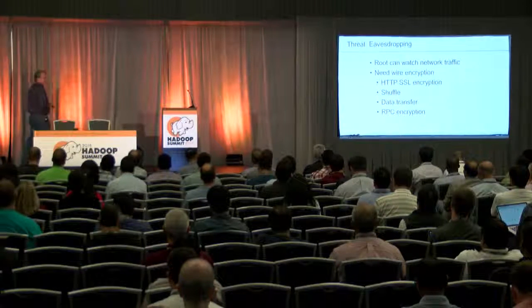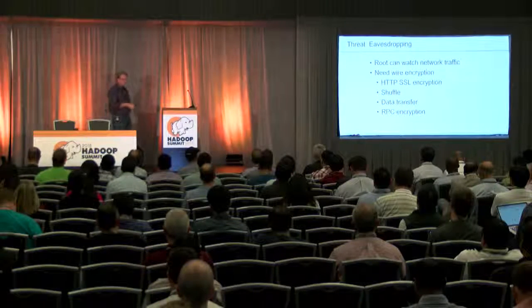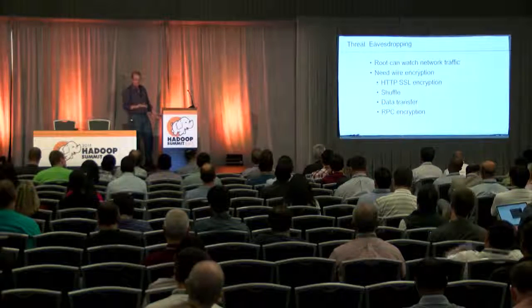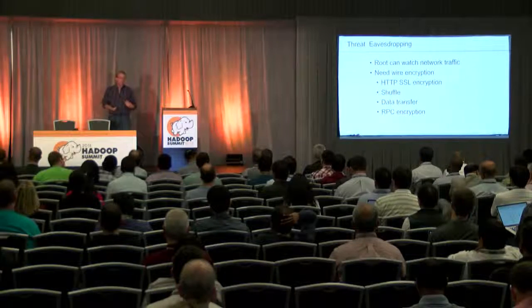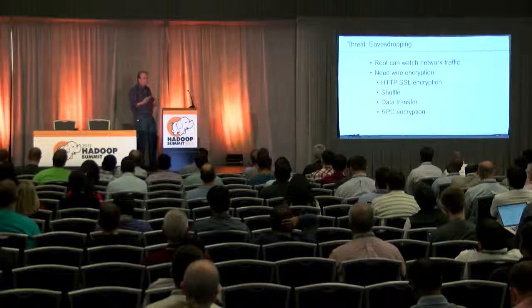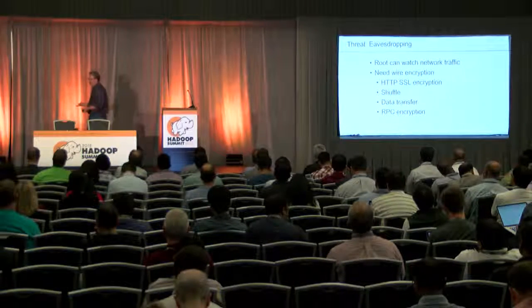The shuffle is the MapReduce or YARN shuffle, where the data is transferring between tasks. That one, all of these, of course, cost some performance. And because they're only protecting against root inside the cluster, most companies don't need it. So evaluate your concerns and decide whether you need encryption here.